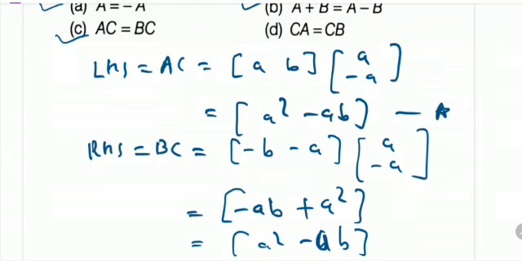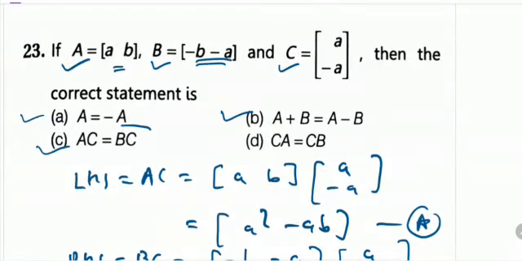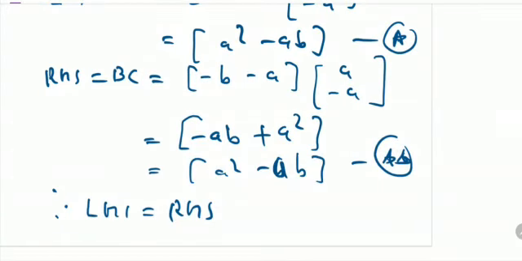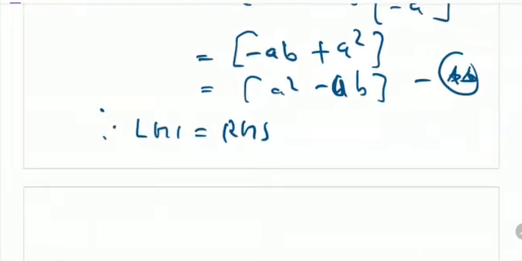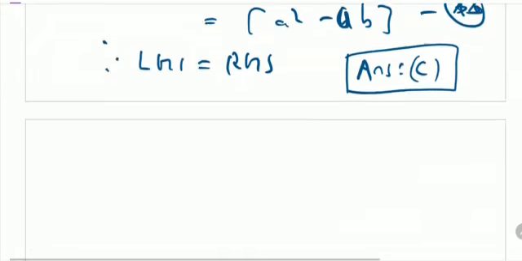So from star and double star, both are equal. Therefore LHS equal to RHS. Therefore option C is the correct option, AC equal to BC. So we get the final answer. We get answer as option number C. Next question.